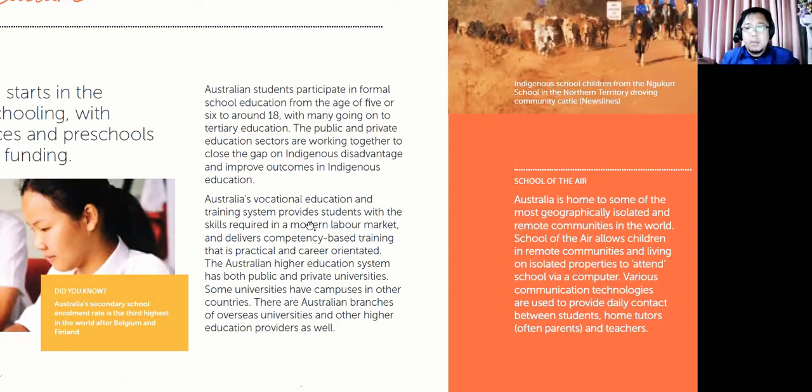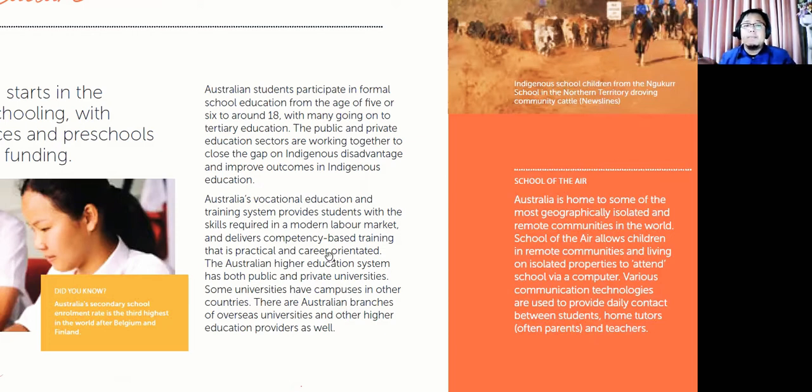Australia's vocational education and training system provides students with the skills required in modern labour market and delivers competency-based training that is practical and career-oriented. The Australian higher education system has both public and private universities. Some universities have campuses in other countries. There are Australian branches of overseas universities and other higher education providers as well.